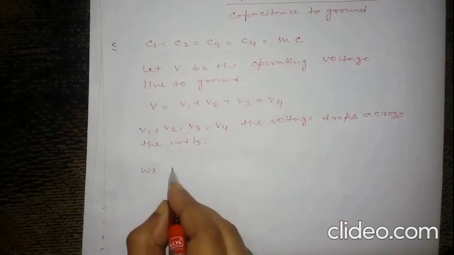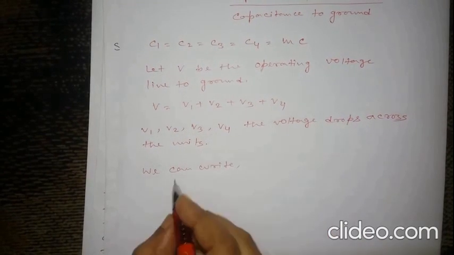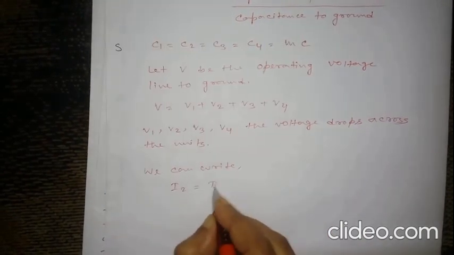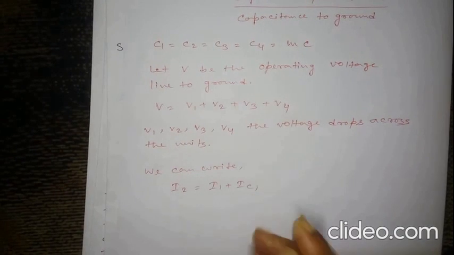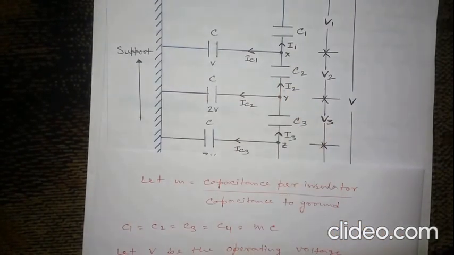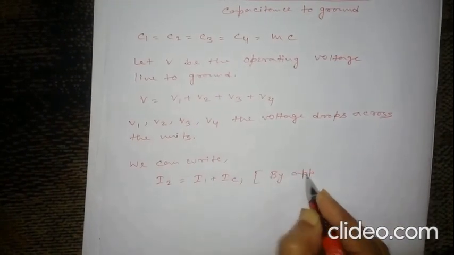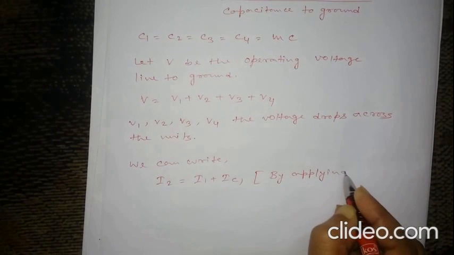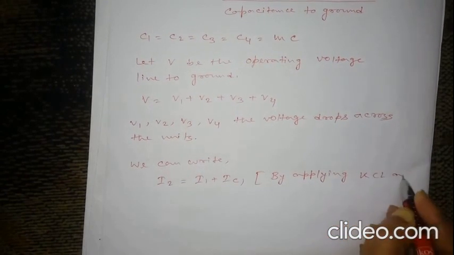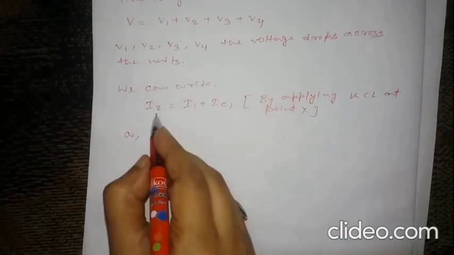We can write I2 equal to I1 plus IC1, by applying KCL at point X.